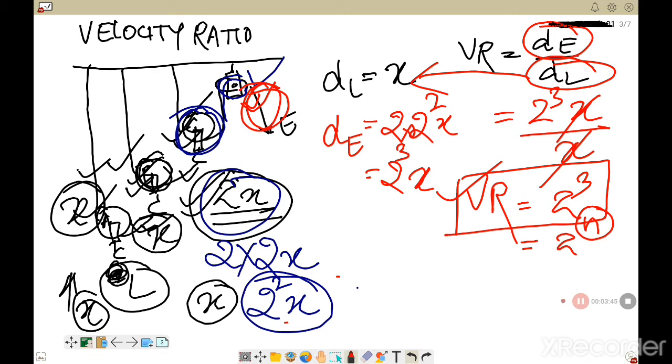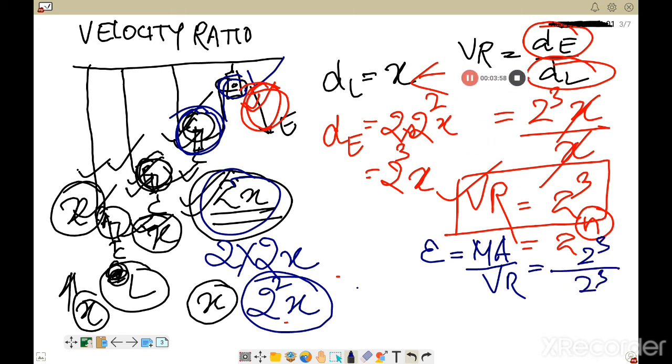Okay, so now let's find the efficiency. You know, efficiency is the ratio of mechanical advantage to the velocity ratio. So here mechanical advantage we got 2 to the power 3, and velocity ratio also 2 to the power 3. Velocity ratio and mechanical advantage are equal, so they get cancelled, so efficiency is equal to 1. If you find this efficiency in percentage, you will get 100%. So the efficiency of this kind of system is 100%.